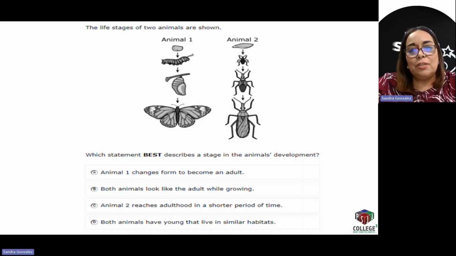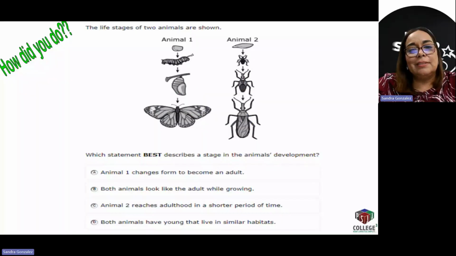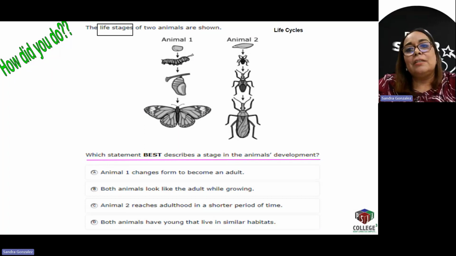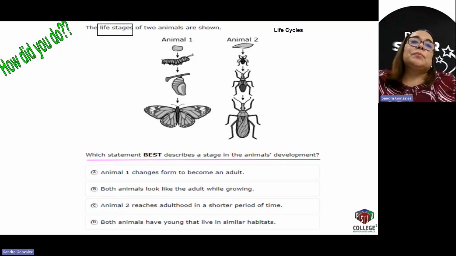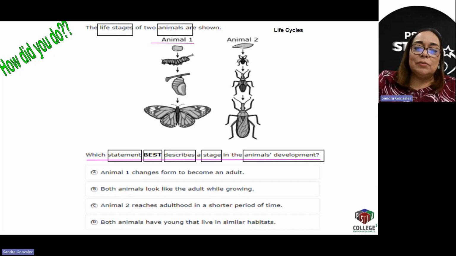So we had our first question. It was your turn and we practiced. So how did you do? You underlined the question. Was the concept life cycles? Were these life stages, animals shown, statement, best, describes the stage, and the animal's development? Hopefully these were some of the words you underlined as you highlighted your keywords.